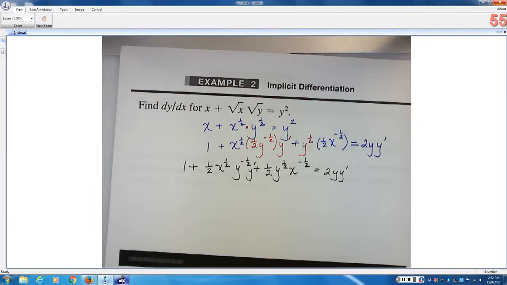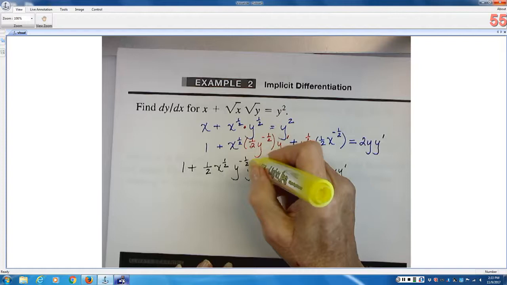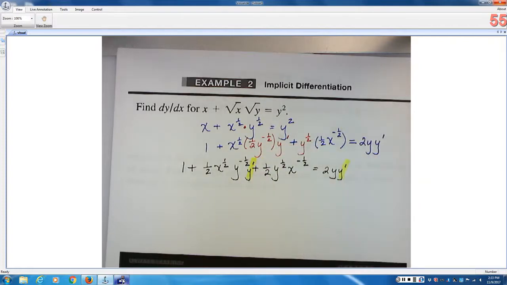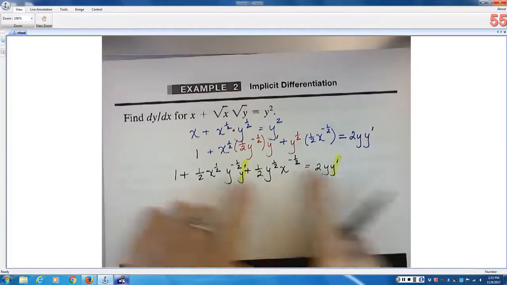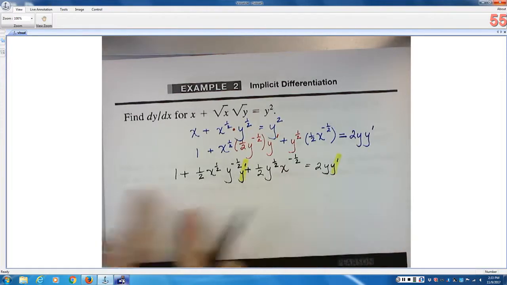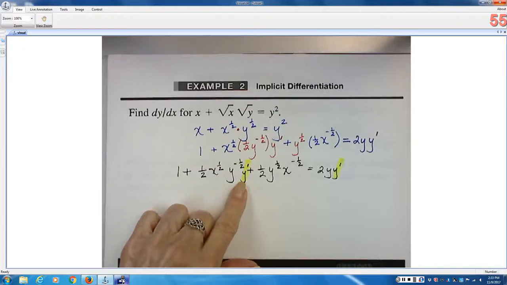And to make it easier to keep up with, what I usually do is take a highlighter and go through and mark all my y prime terms so I know what I'm trying to get together. So that means I need to get this term over here with this one, or else I need to move everything else over. It doesn't matter which way you go, but since this is the only one that needs to move over here, I'm going to move it.